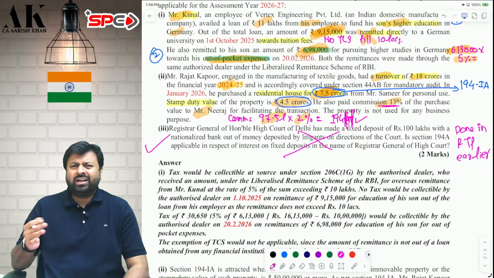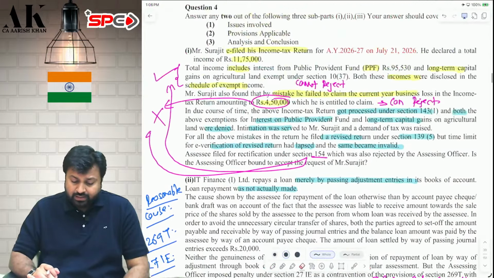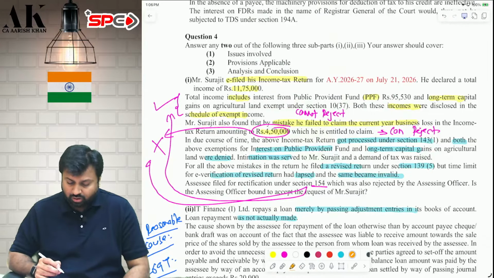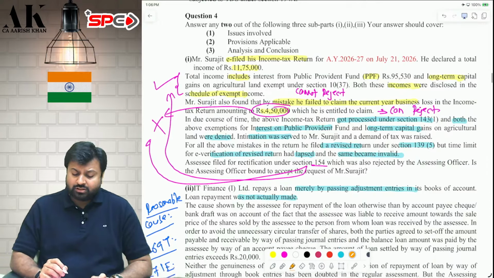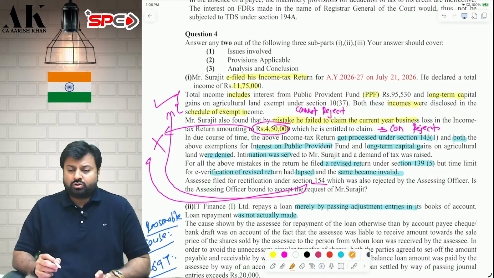Third question we have already done. You can check it later on. I am not repeating and not wasting time on that. Okay. Let's go to the next question, which is on case law. Some good case laws are there. First question. Very long story. I have to tell you the story by reading the question one by one.